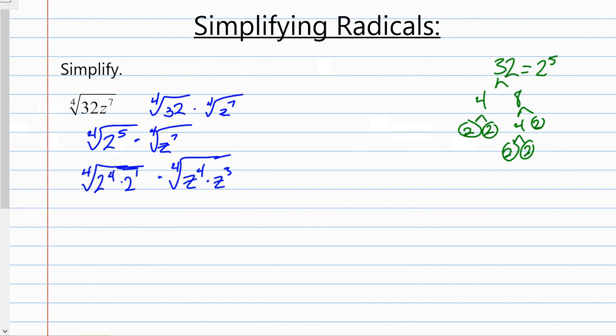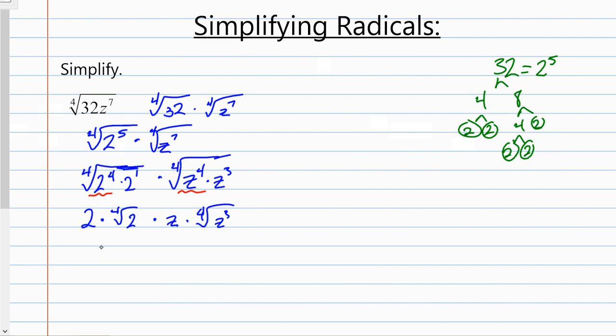And then the piece that has a power that matches the index leaves the radical. So this leaves me with a 2 times the fourth root of 2 times a z times the fourth root of a z to the 3rd power. Because that's how many z's could not leave the radical. This z cubed and this z cubed are the same.